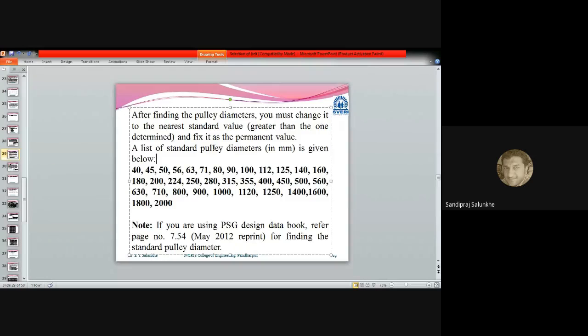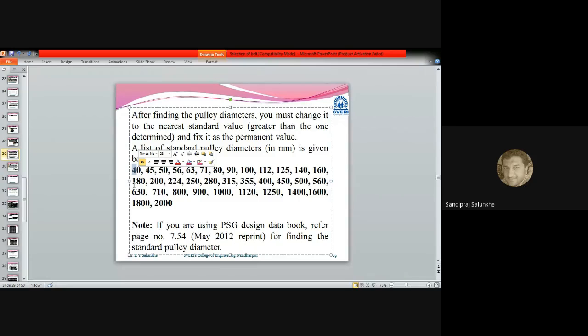Then we cannot use those values as they are. We cannot, meaning either you have to go for the manufacturing of that pulley, or we have to select pulleys from the market having the standard diameters. So while we select that pulley diameter from the available standard diameters, at that time we are not going to select a pulley with a smaller diameter than the value which we get.